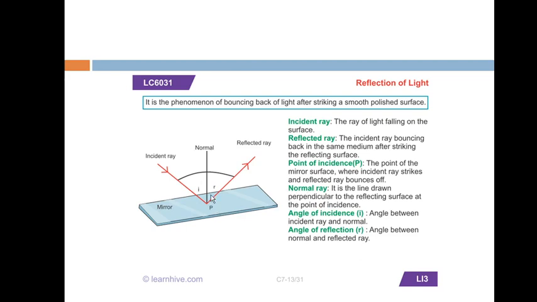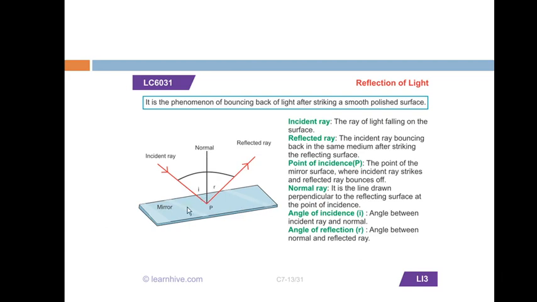The normal, this is the normal ray. It is the line drawn perpendicular to the reflecting surface at the point of incidence. This is the point of incidence. So this is the normal. It is the line that is drawn perpendicular. Can you see it's perpendicular to the reflecting surface? This is the reflecting surface, which is the mirror.